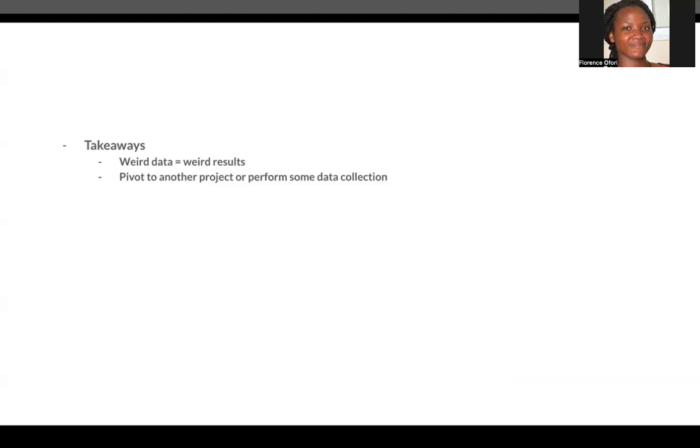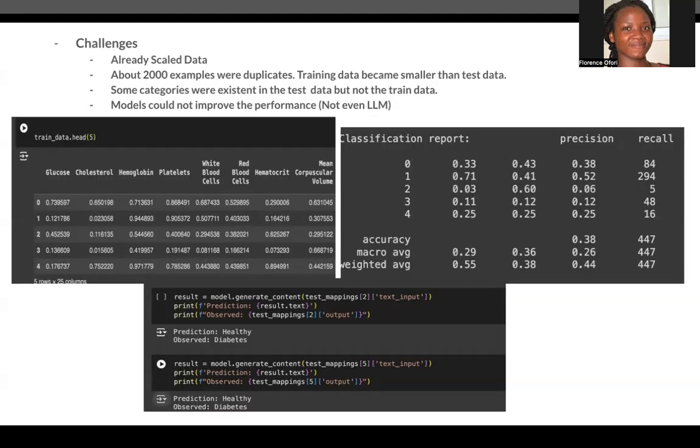So what are my key takeaways? Well, firstly, I'd like to talk about the results. The results weren't so good. Accuracy was about 0.38. The AUC-ROC score wasn't good either. And even for the LLM results, it was giving me different answers. The prediction results were different from the observed results.